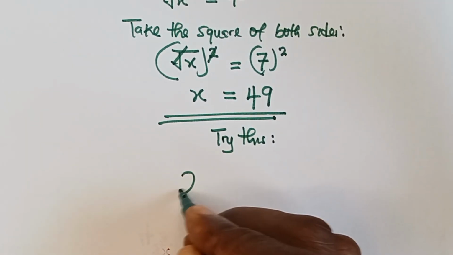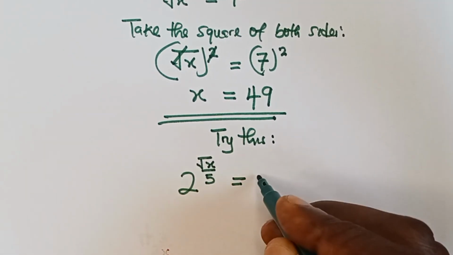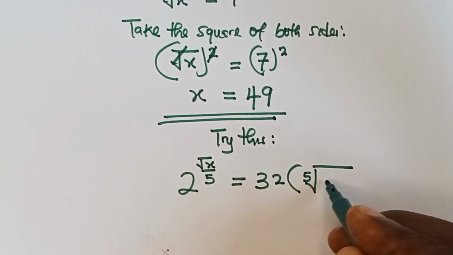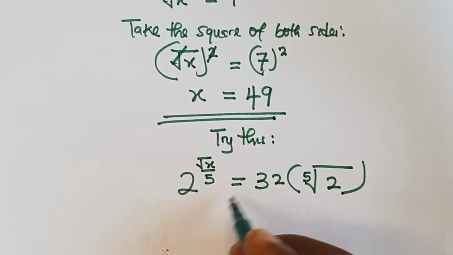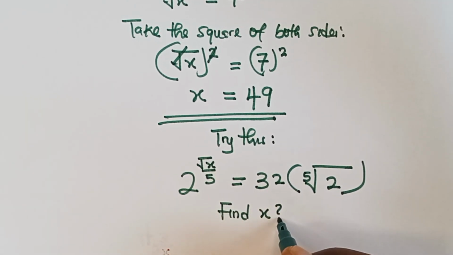Now let's try something very similar to that. We have 2 raised to power root x over 5 equals to 32. Then we have 5th root of 2. Alright, so let's find the value of x.